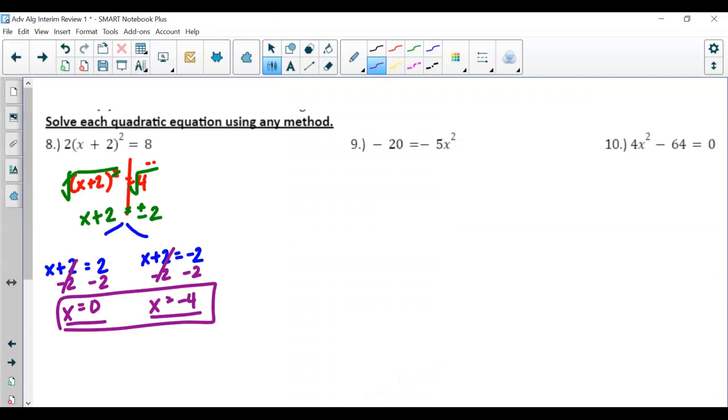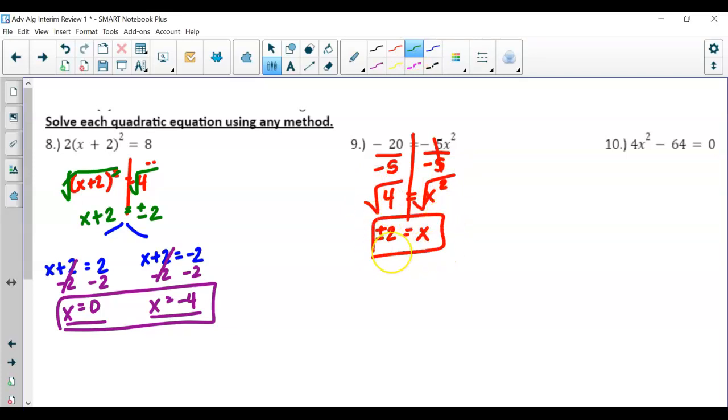So keeping in mind, here we go. We've got negative 5 times x squared. Well, again, don't add the 5. We need to do the opposite operation. So if this negative 5 is being multiplied, we need to do the opposite, which is divide by negative 5. So now x squared is equal to 4. Now we can take the square root, and x is equal to plus and minus 2.